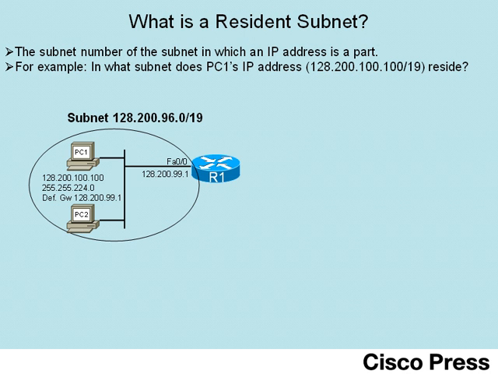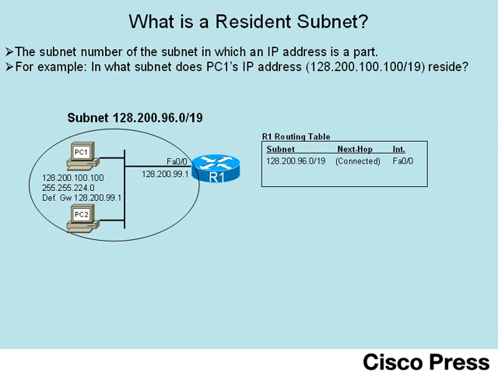Now, why do we care? Well, one reason you might care is that router R1 that's connected to that subnet is going to end up adding a route to that connected subnet to R1's routing table. Here we see a representation of R1's routing table that lists that subnet as a connected route off the FastEthernet 0/0 interface off R1.